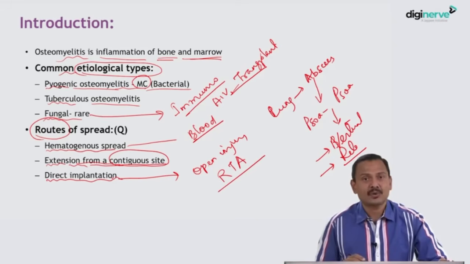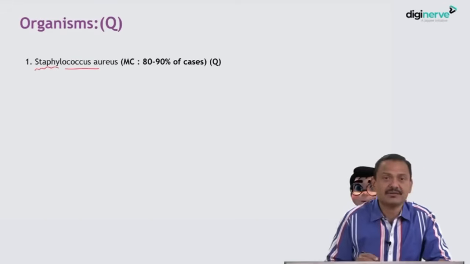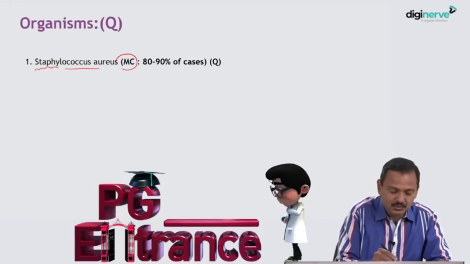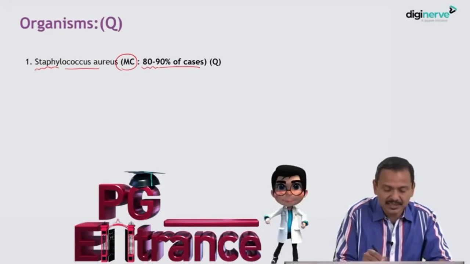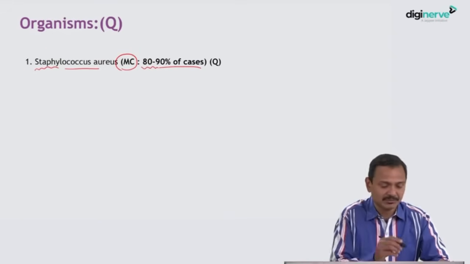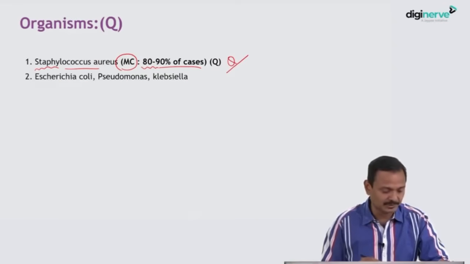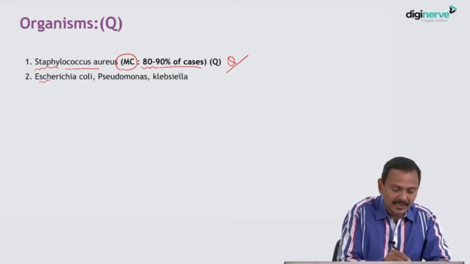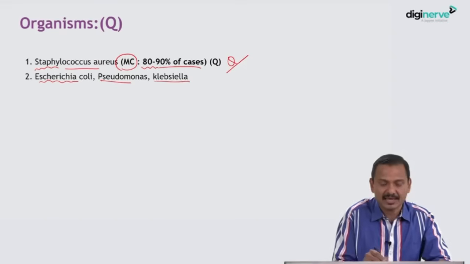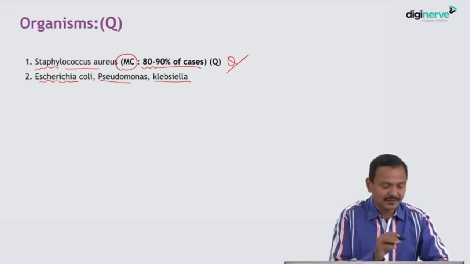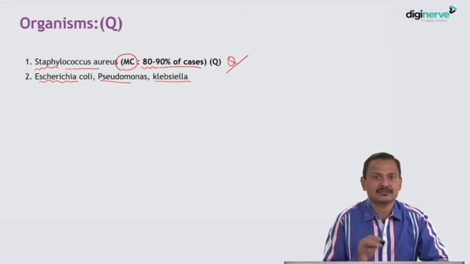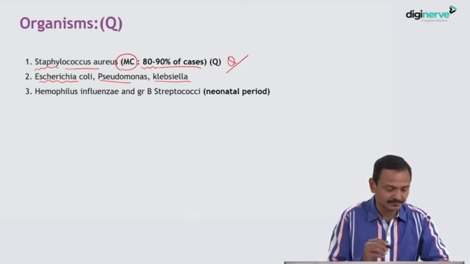Now let's see what are the organisms or specific bacteria that cause osteomyelitis. Okay? The first and most common is Staphylococcus aureus. Almost 80 to 90% of osteomyelitis is because of Staphylococcus aureus. This is a question and you have to remember it. The other common bacteria are E. coli, Pseudomonas and Klebsiella. Okay? So Staph, E. coli, Pseudomonas and Klebsiella are the four most common bacterial organisms.